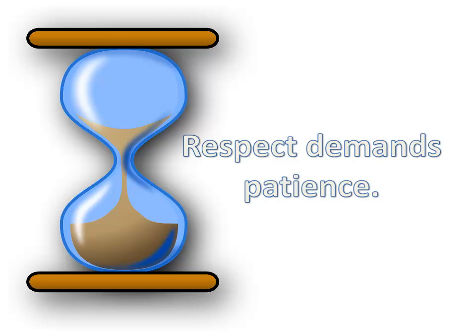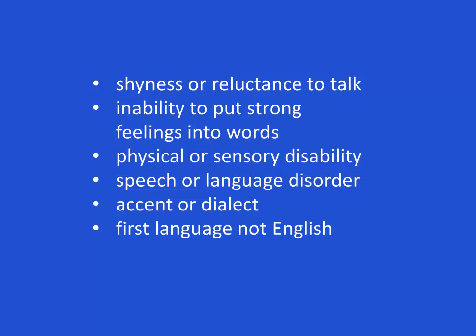There's much more. In brief, respect demands patience. An important part of being respectful is attending to students' meaning even when they have problems explaining themselves. Problems like what? A lot of things. Shyness or reluctance to talk, or inability to put strong feelings into words, for instance because they lack the ideas or words to do so, or physical or sensory disability, or speech or language disorder, accent or dialect, or a first language that is not English.